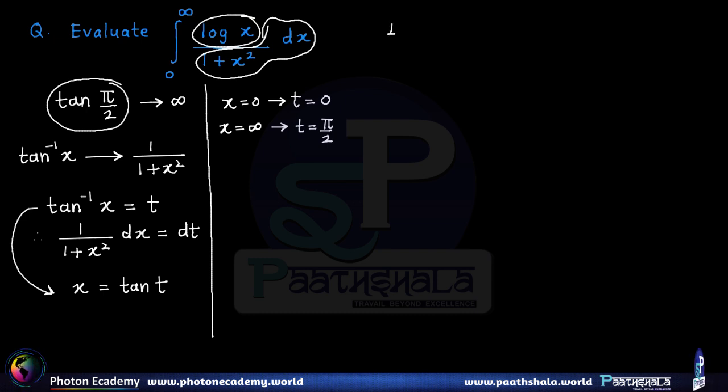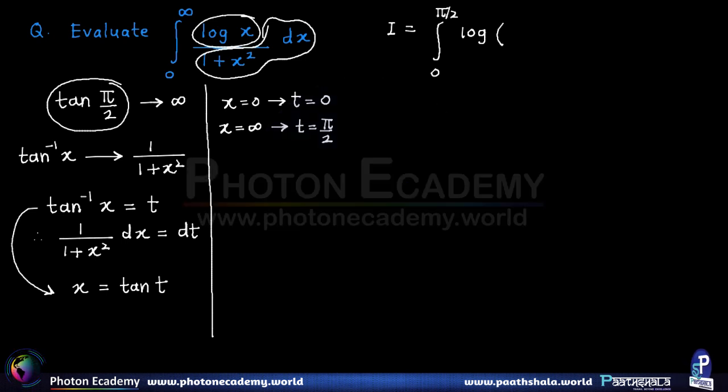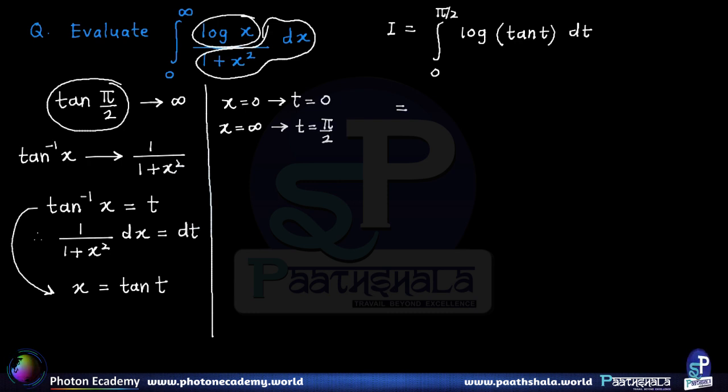So now therefore our integral equals integral 0 to pi by 2 log of x is nothing but tan t. So here we have log of tan t, and dx upon 1 plus x square is nothing but dt, right? So now we have to evaluate this. Now let us again take advantage that we have 0 and pi by 2 as the limit, so their sum is pi by 2, and we have the trigonometric quantity tan.